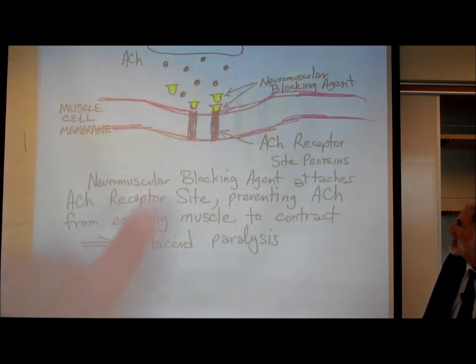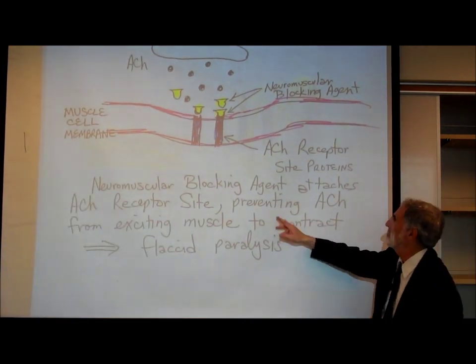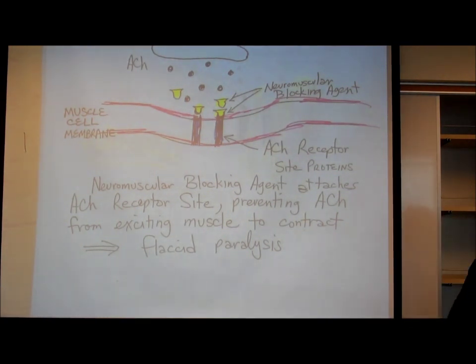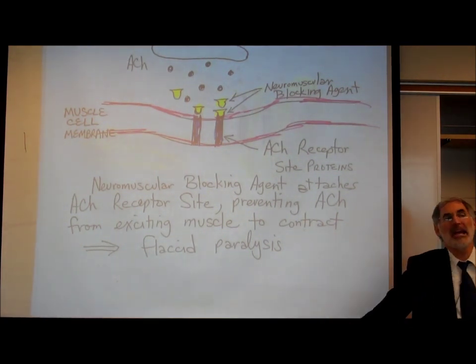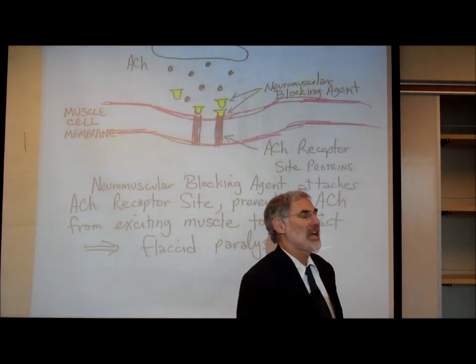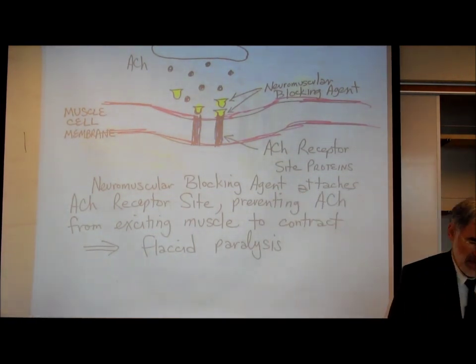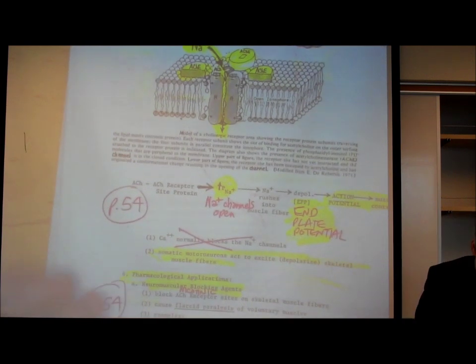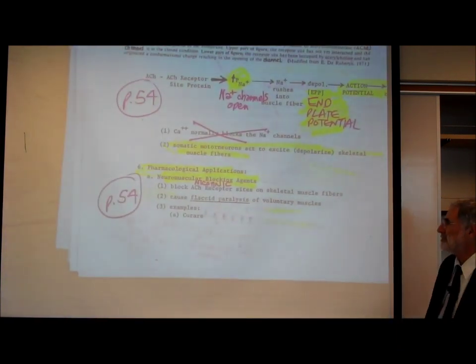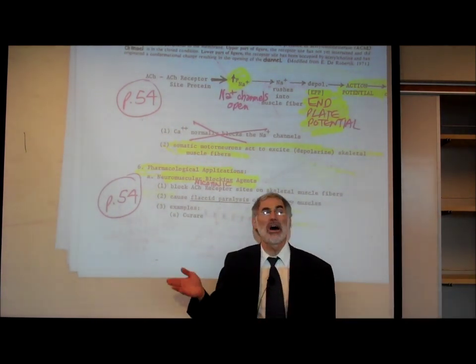So I wrote this. The neuromuscular blocking agent attaches to the receptor site, preventing ACh from exciting the muscle to contract, so the muscles remain relaxed. So that's called flaccid paralysis. Okay, now, why would you want to do that? There are many reasons. Let's go back to page 54. On the bottom of page 54, an example of a neuromuscular blocker is curare.